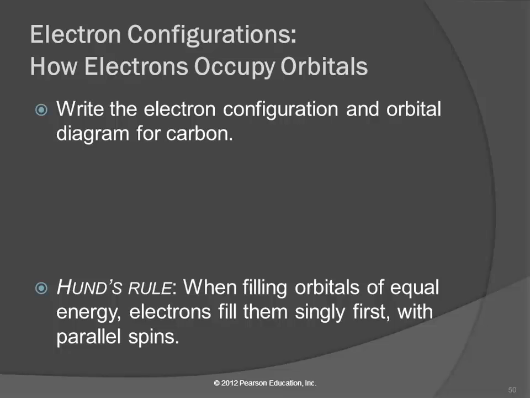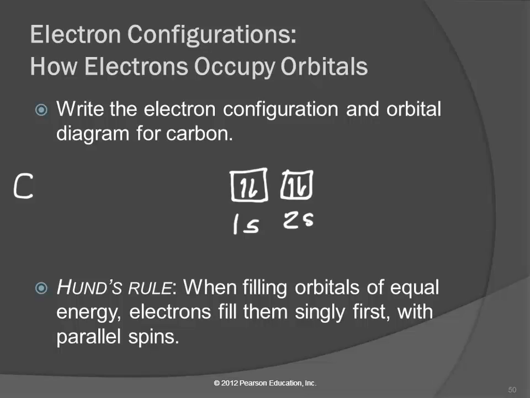So let's write the electron configuration and orbital diagram for carbon. How many electrons does carbon have? 6. So we've got carbon with 6 electrons. I'm going to do the orbital diagram first. The lowest orbital is the 1s orbital, so I'm going to put 2 electrons in there. And the next one was 2s, and I'll put 2 electrons in there.